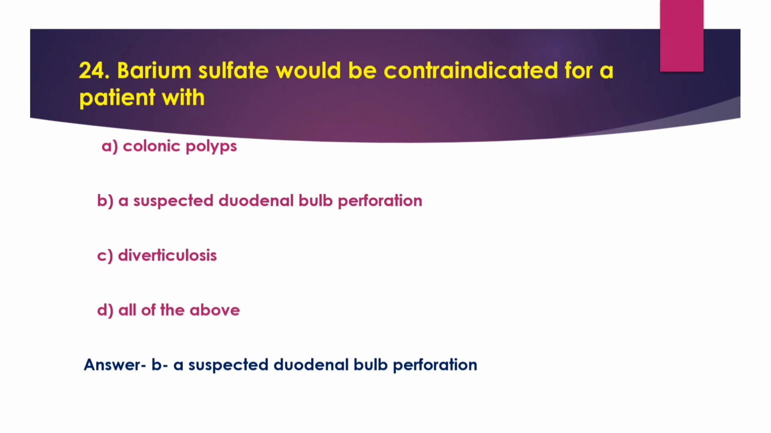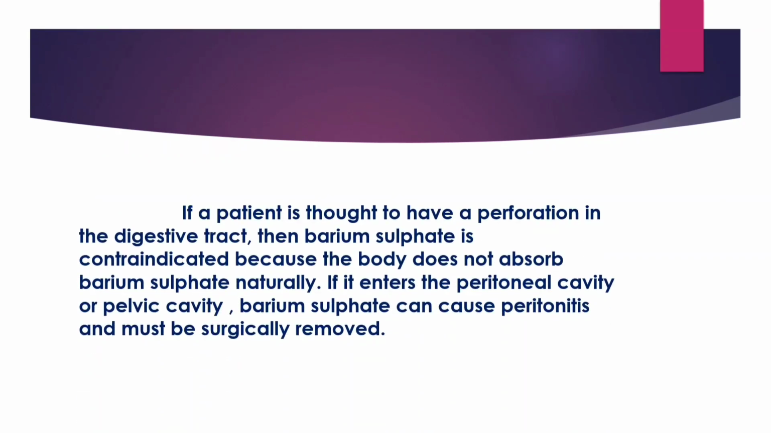If a patient is having perforation, if we are giving contrast barium, it may result in aspiration. Now let's see the explanation. If the patient is thought to have a perforation in the digestive tract, barium sulfate is contraindicated. Contraindicated means we won't give the contrast because the body does not absorb barium sulfate naturally.